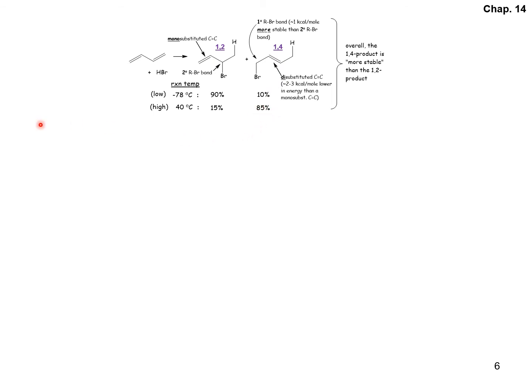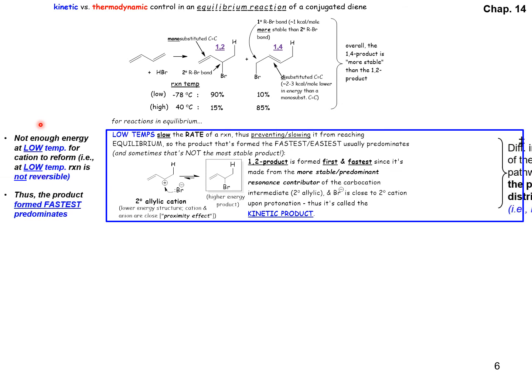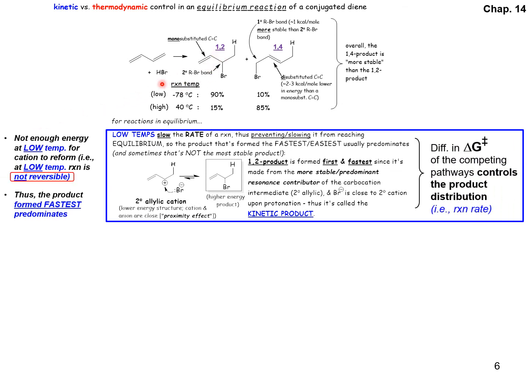So the question is, why is it that at low temperature you get this 1,2 product, the so-called kinetic product? Why does it form faster than the 1,4 product? And the key thing here is that you're not allowing the system to come to equilibrium. You're not allowing the reaction to go to equilibrium when you keep the temperature so low. All right, but why is it that this forms faster than the 1,4 product? Why couldn't, in this case, the 1,4 product be both the kinetic and the thermodynamic product?